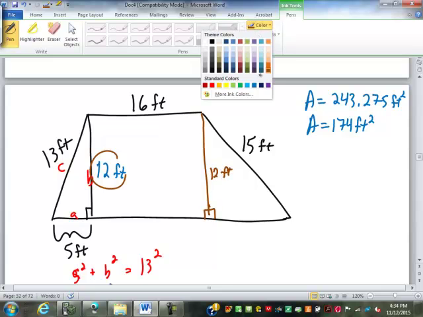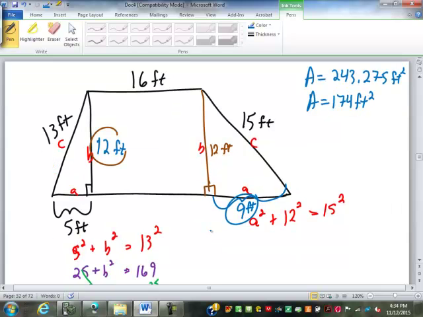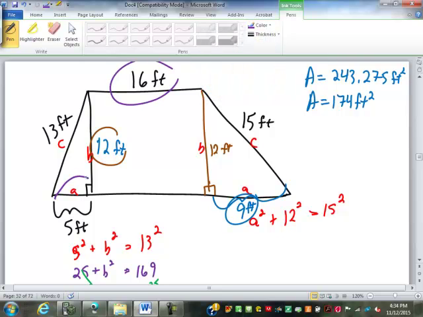So now, you have A, B, and C. A squared plus 12 squared equals 15 squared. If you go through all that work, you find that this distance is 9 feet. So now we have, the top is 16. The bottom here is how long? 30. 5 plus 16 plus 9 is 30.